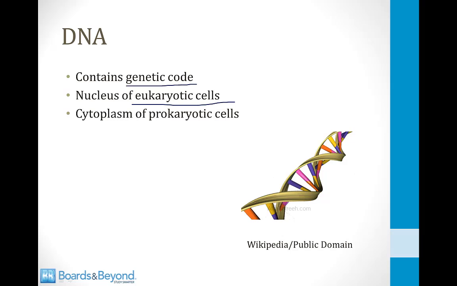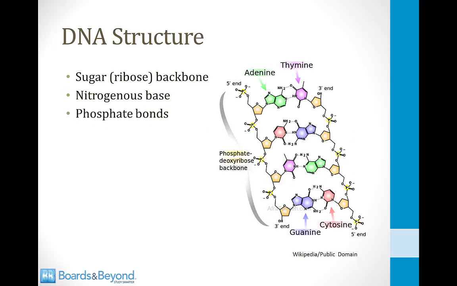So DNA, as you know, contains our genetic code, and it's found in the nucleus of eukaryotic cells. It's found in the cytoplasm of prokaryotic cells like bacteria. DNA, as you all should know, has two complementary strands, and I'm drawing a line through the two strands on this picture of DNA on the screen. Each strand is made up of a series of building blocks called a nucleotide. This is a nucleotide right here.